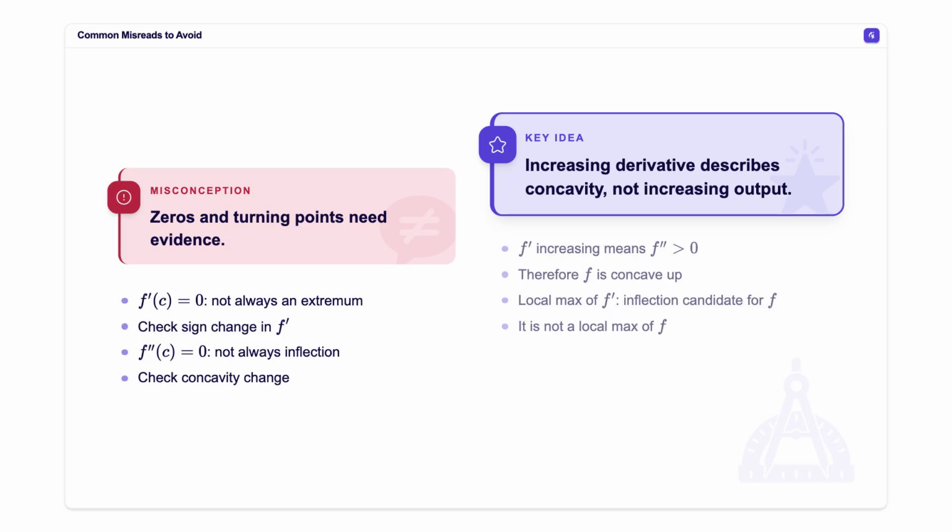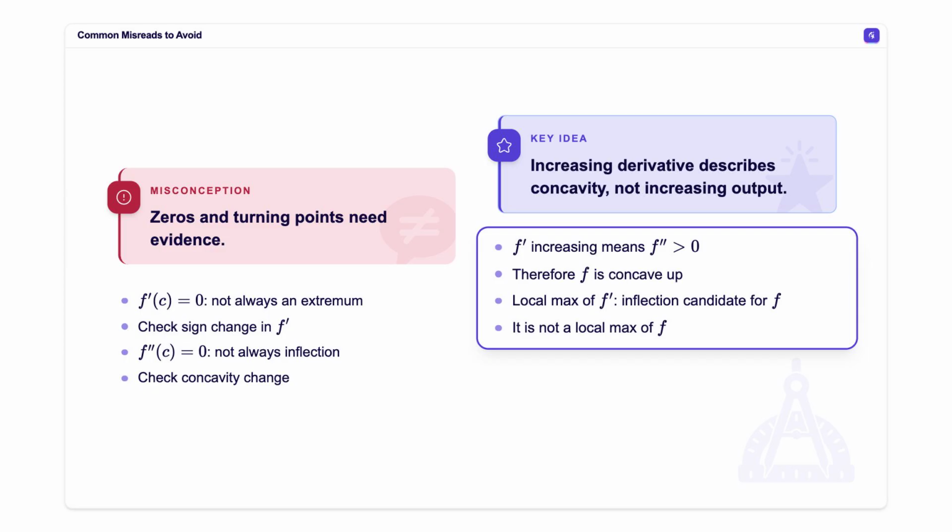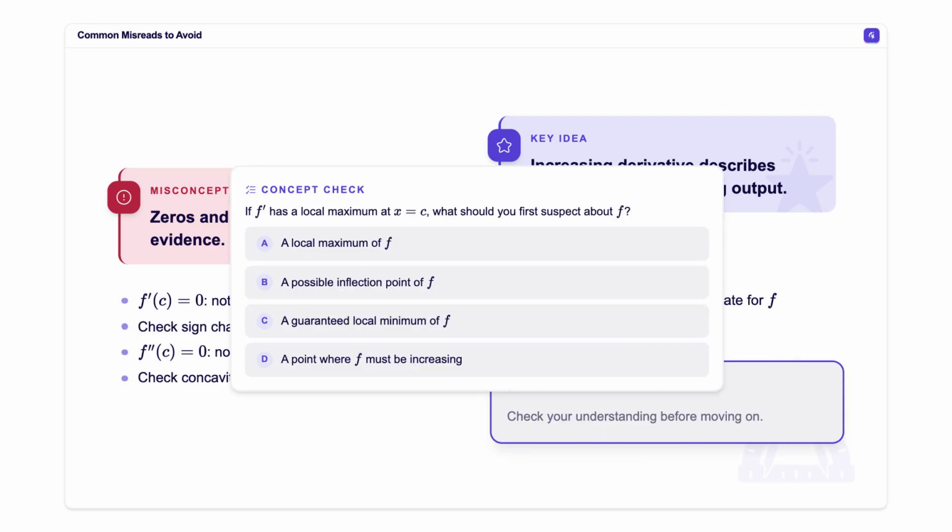If f prime is increasing, the slopes of f are getting larger, so f double prime is positive and f is concave up. So a local maximum of f prime is not a local maximum of f. It usually tells you the slopes of f stop increasing and start decreasing, which makes that x value an inflection candidate for f. Try this check. If f prime has a local maximum at x equals c, what should you first suspect about f? Choose the answer that matches the derivative to function translation.